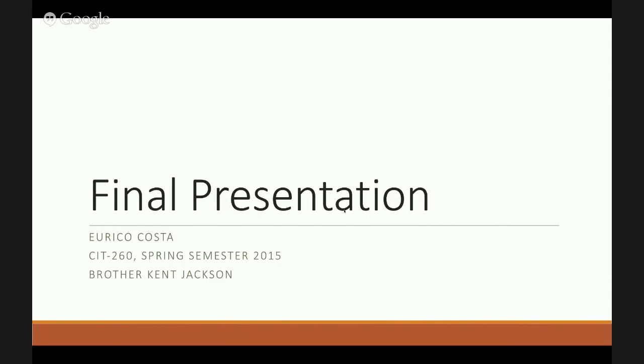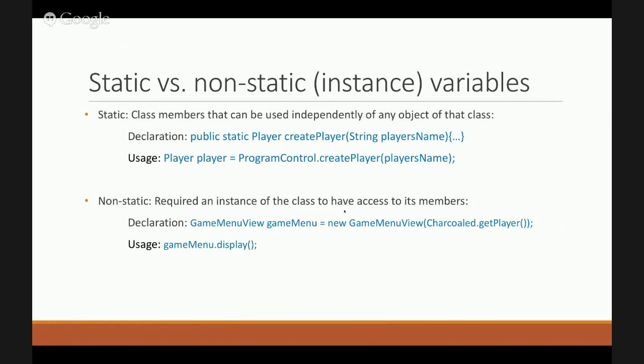I would like to start this presentation by talking about static versus non-static instance variables. Static variables refer to class members that can be used independently of any object of that class. Usually a class member is used by referring to an instance or object of its class, but it is possible to access a member of a class without creating an instance of the class.